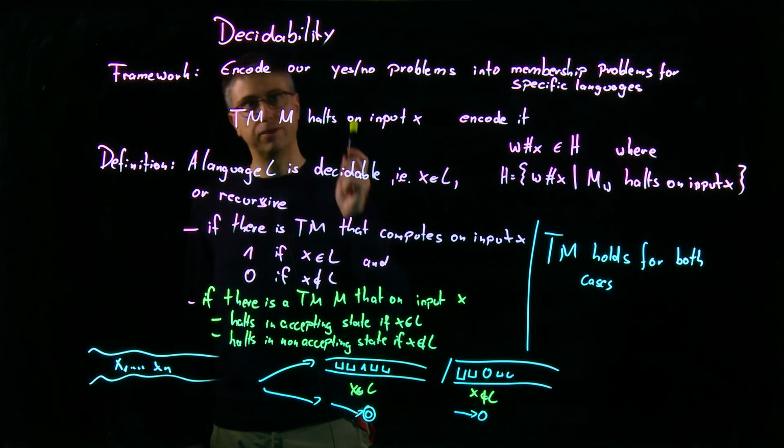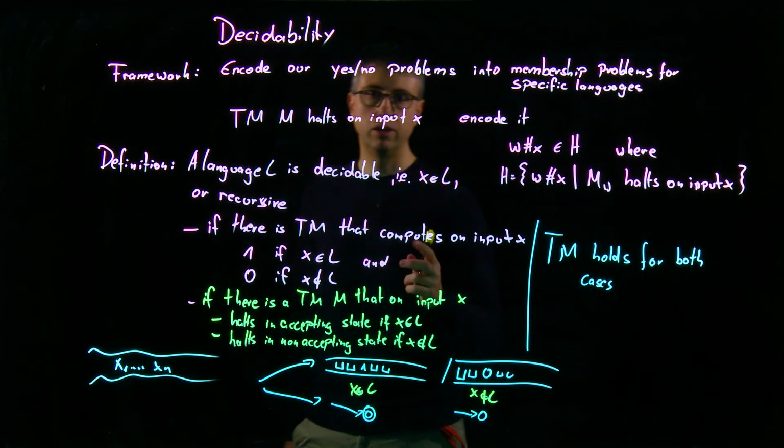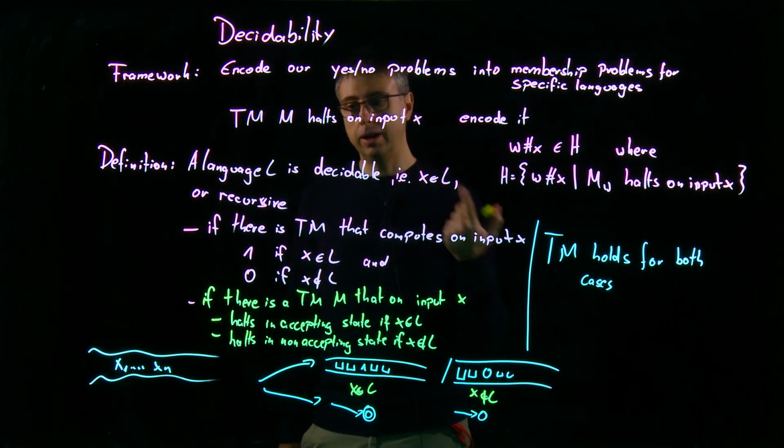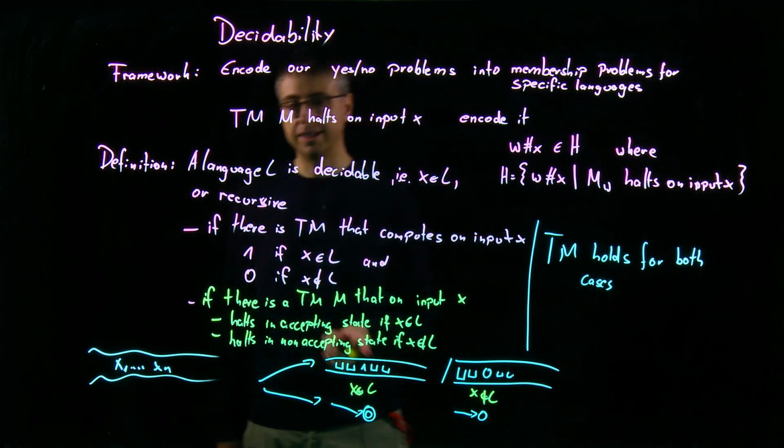Important thing to remember is that for decidability, we actually need a Turing machine that halts independent of whether the word is in the language or not.